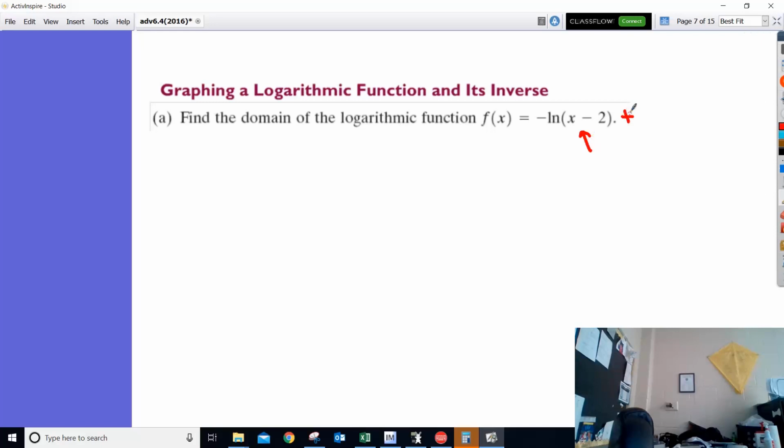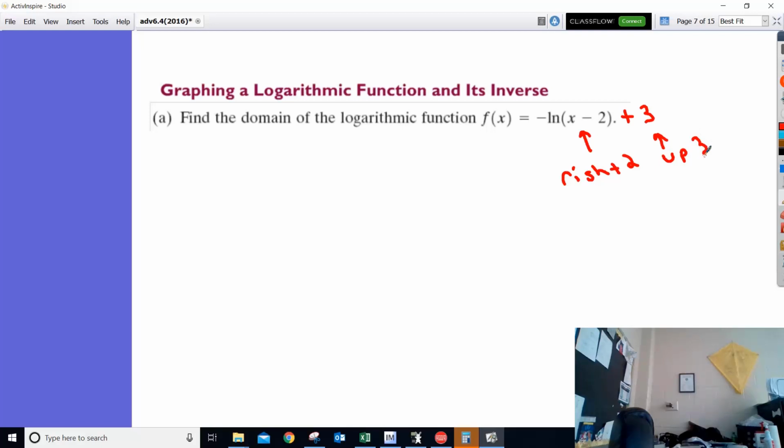Let's go ahead and change it so I can say plus 3. In the argument of that logarithm, that ln, we have x minus 2. How's it tell us to shift? Shift to the right 2. How about plus 3? Up 3.